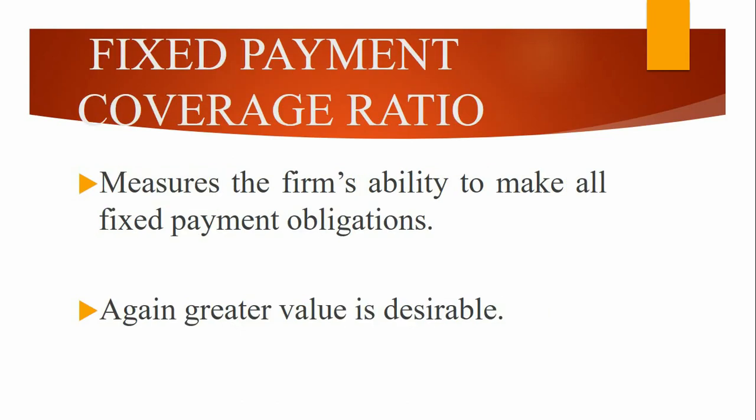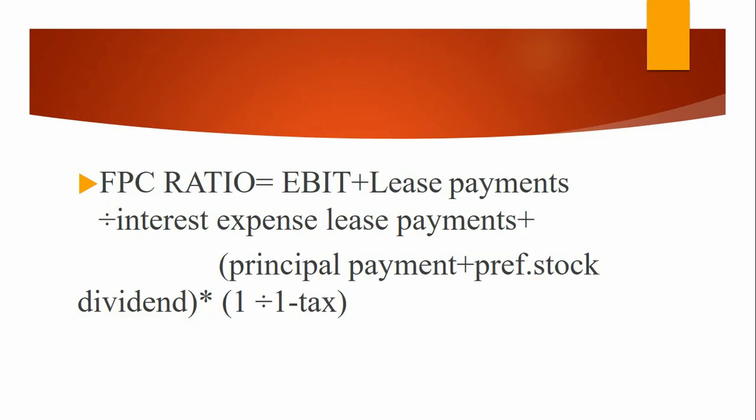And the fixed payment coverage ratio covers all of the fixed payment obligations. Here you can see the formula: the earnings before interest and taxes plus lease payments, divided by interest expense plus lease payments plus principal payment plus preferred stock dividends, because the payment on preferred stock is fixed and not subject to variation. That's why we are including it in the formula.